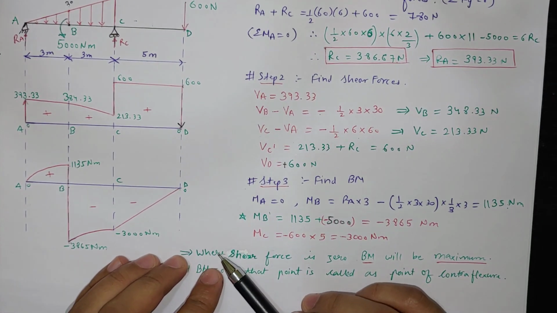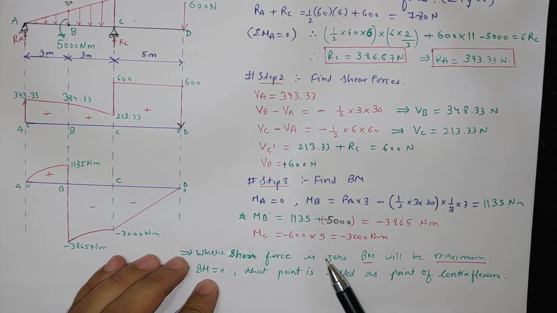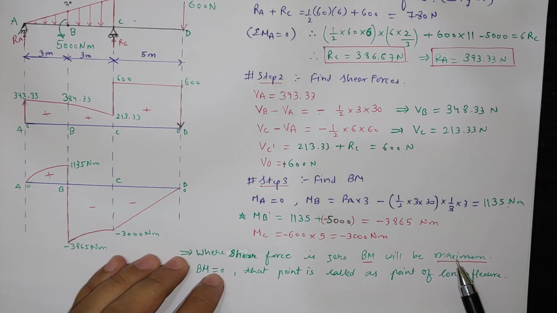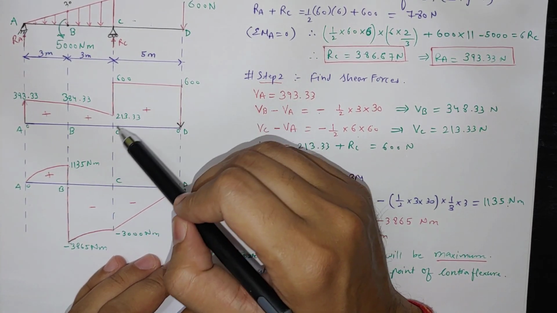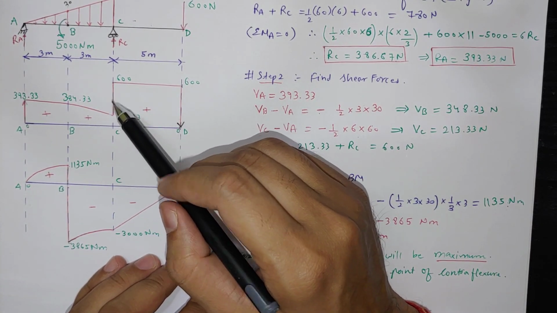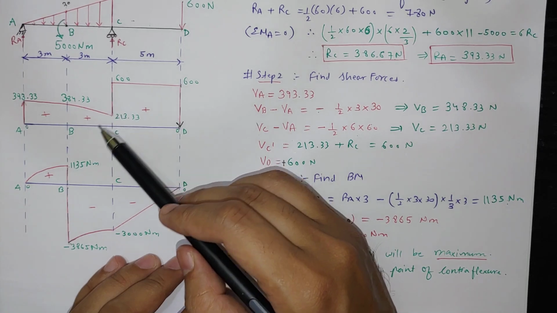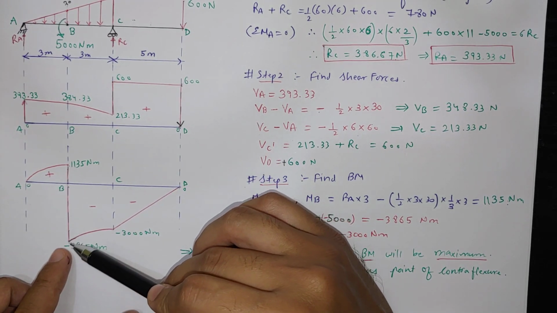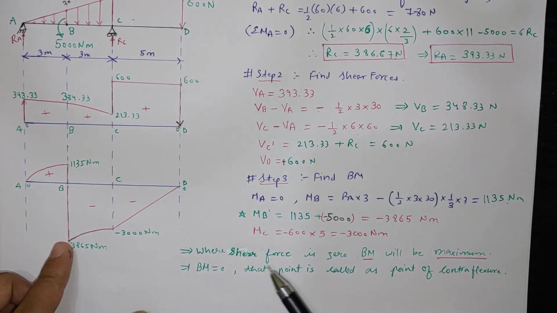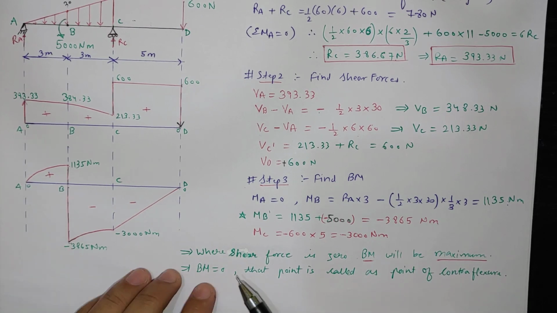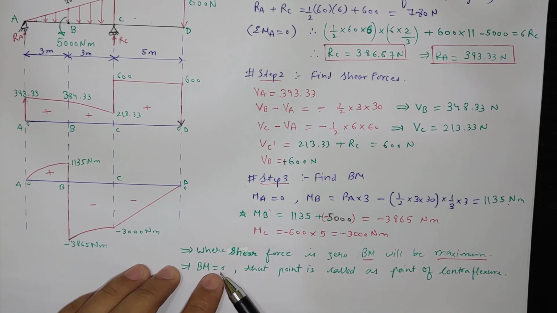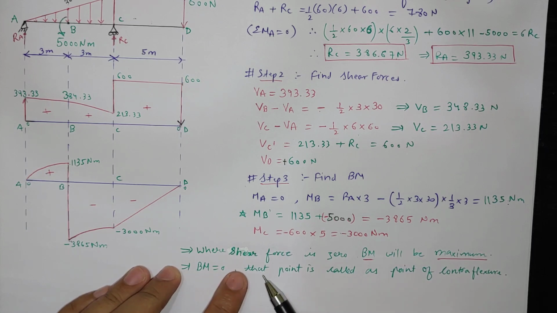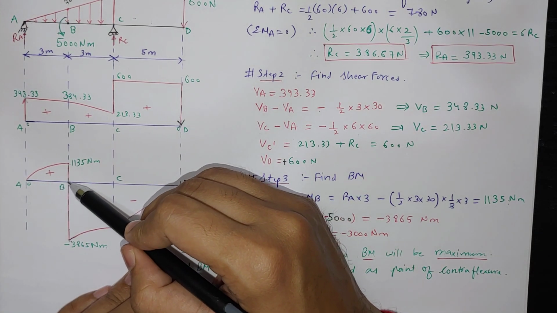Two important points: wherever the shear force is 0, the bending moment will be maximum. In this diagram there is nowhere the shear force is 0, so we can get the maximum bending moment at any random point. But wherever the shear force is 0, the bending moment will have a maximum value. And wherever we get a bending moment value of 0, that point is called the point of contraflexion. Here the bending moment is not 0.